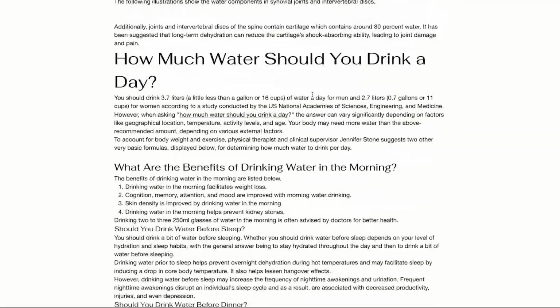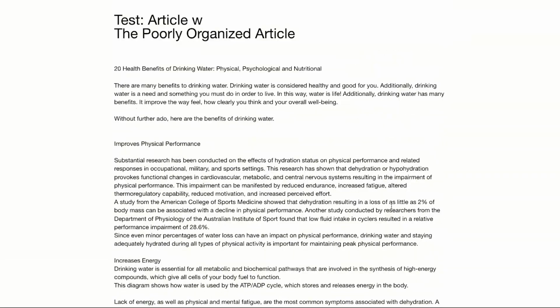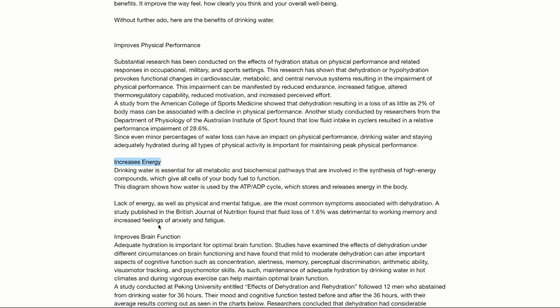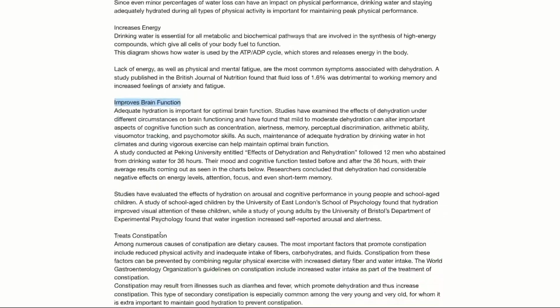So that's an example of the good article. And this is an example of the bad article. Here's the title. Here are the headings. So it's the same exact information, right?